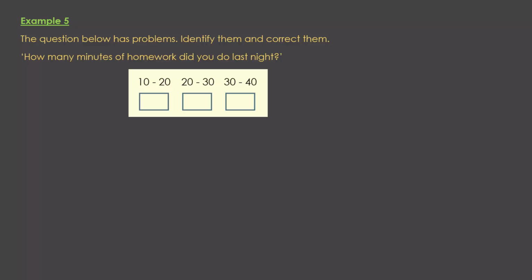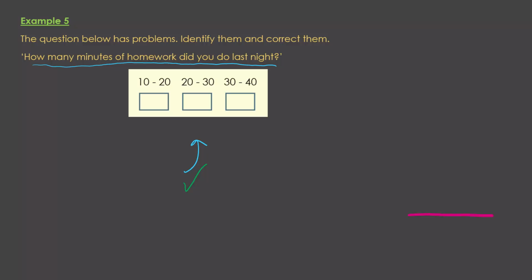And then there's some boxes to collect the information. Now I'm just going to say that boxes like this are often a good idea rather than just giving somebody a line that they can answer on. We'll come back to the boxes shortly. The question is, how many minutes of homework did you do last night?